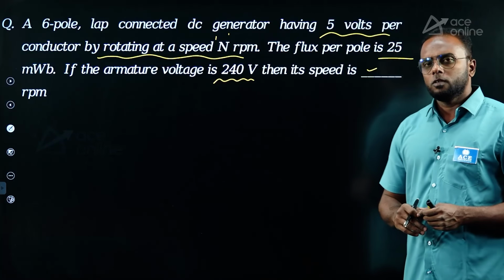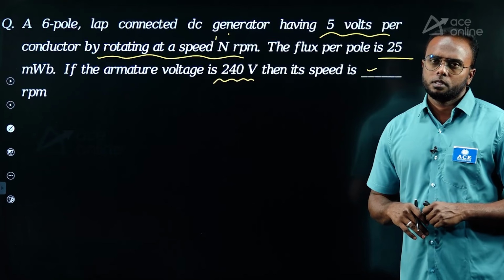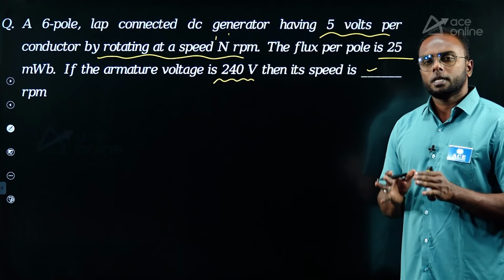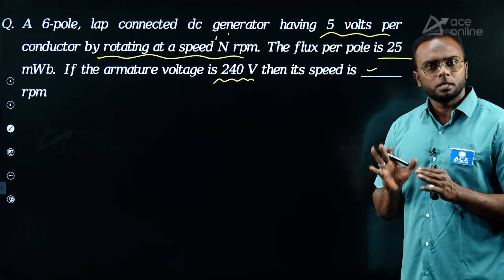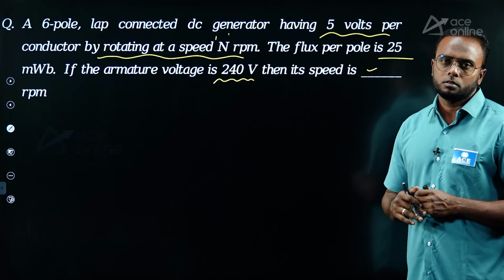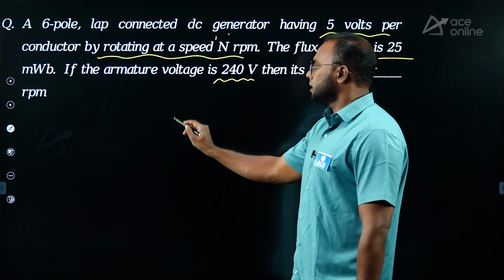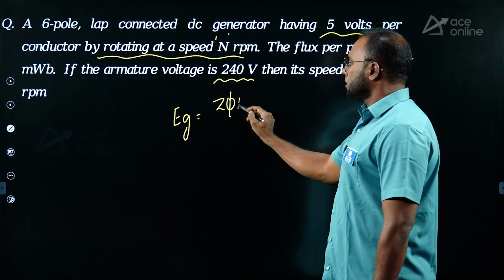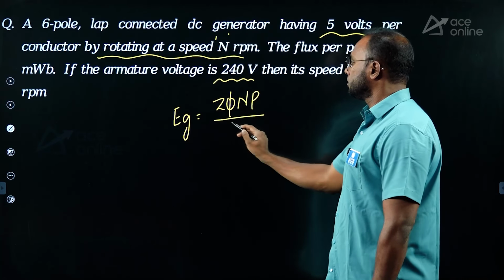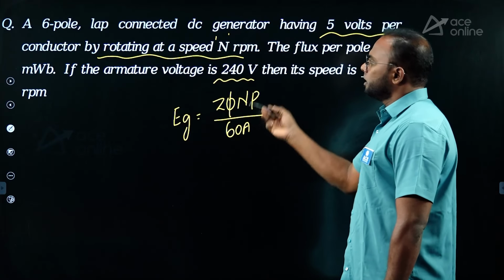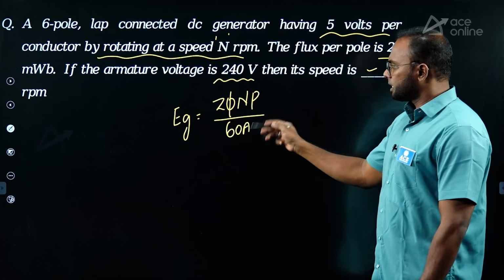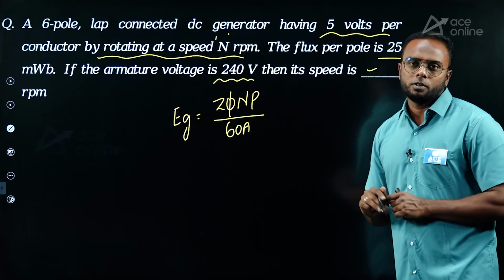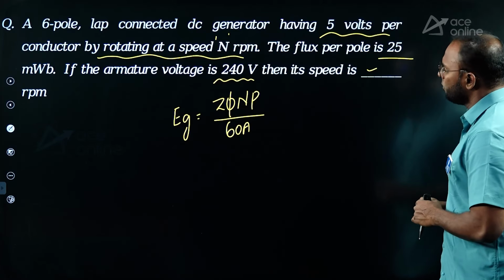You can find this from the EMF equation only: Eg equals Z phi n P by 60A. But in that equation, the unknown for us is the number of conductors, everything else is available. Here the lap connection is given, so A equals P and gets cancelled. Flux and voltage are given, but conductors are not given directly. Then how can you find it? Yes, we can easily find it now.